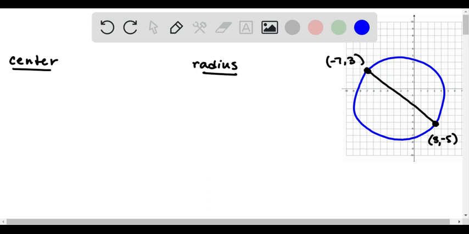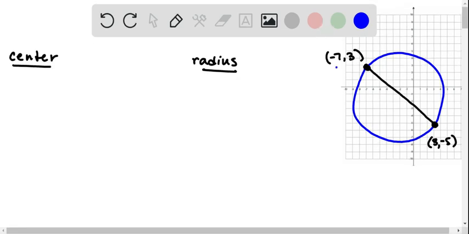In this problem, we're told that the endpoints of the diameter of the circle are (-7, 3) and (3, -5), and we're going to find the equation of the circle. So let's start by finding the center, and to do that, we can use the midpoint formula.